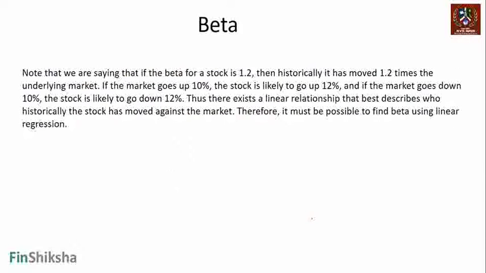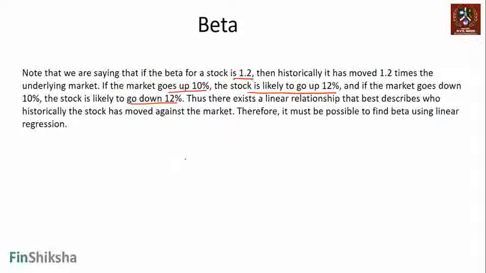What does that mean? It means that if the beta for a stock is 1.2, then historically it has moved about 1.2 times the underlying market. If the market goes up by 10%, the stock is likely to go up by 12%. If the market goes down by 10%, then the stock is likely to go down 12%. Thus, what is assumed is there is a linear relationship between the stock price and the market index, right?